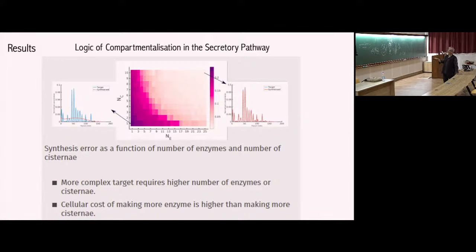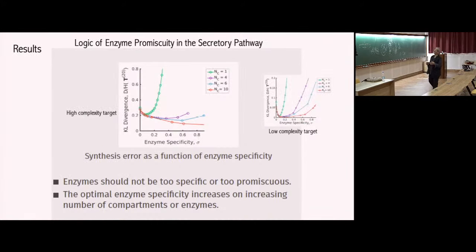Having more compartments is a way in which you can achieve a complex target. So that is one. The next is the logic of enzyme promiscuity or enzyme specificity. What I plot here is again the normalized KL divergence versus enzyme specificity, parameterized by that sigma, which is the spring constant in that elastic model. Remember, low sigma is low specificity or promiscuity, high sigma is highly specific. And one draws this graph for different values of the number of compartments.